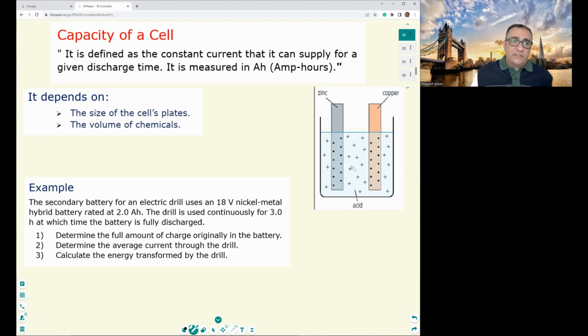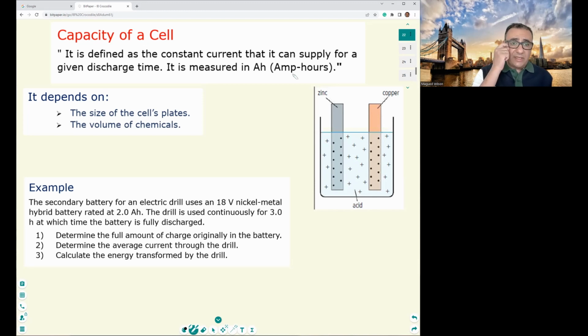So this physical property is called the capacity. What is the capacity of a cell? Let's see the definition. The definition is the constant current that it can supply for a given discharge time, and it is measured in amp hours, Ah. Amp hours is not SI, but it is very common in industry. So a cell can be rated with certain values in amp hours.